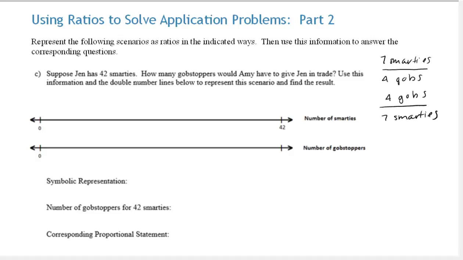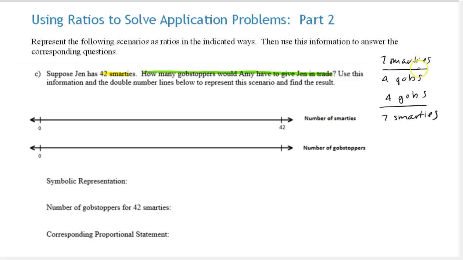Let's look at one more problem related to the Smarty and Gobstopper trade. Suppose Jen has 42 Smarties. How many Gobstoppers would Amy have to give Jen in trade? So notice this is the same idea, but now we don't know the number of Gobstoppers, we know the number of Smarties, and we're going to find the corresponding number of Gobstoppers.